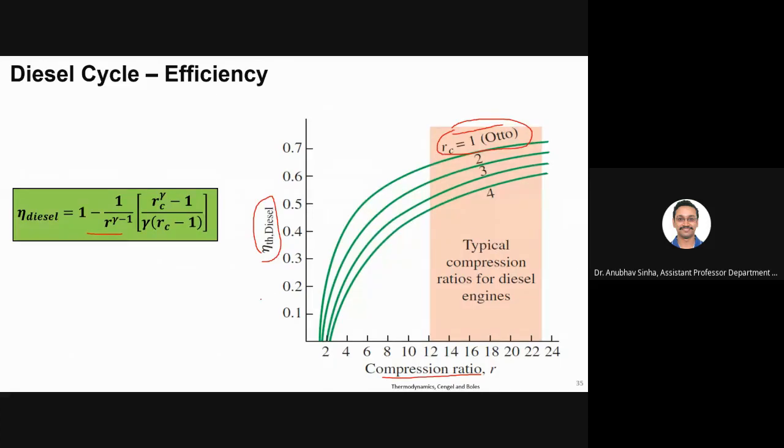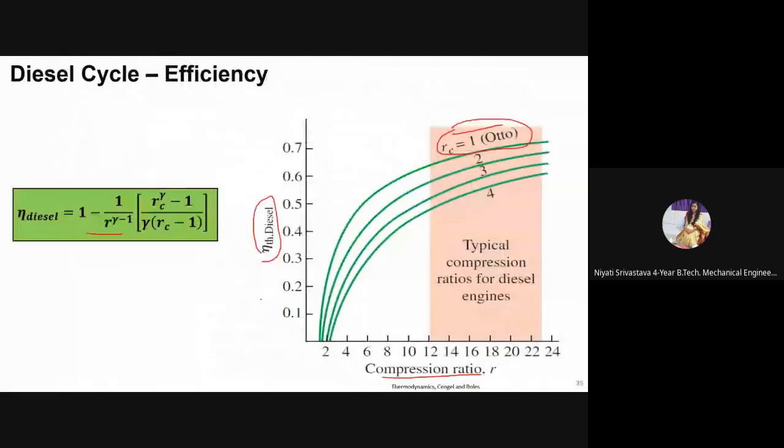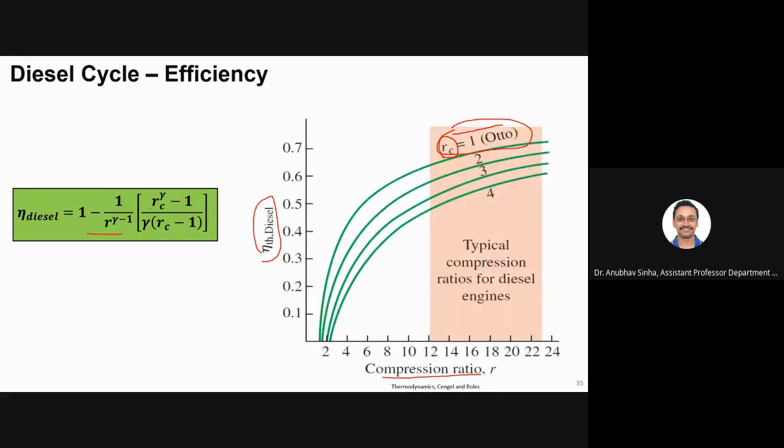Is this not clear to everyone? Okay, now RC becomes 1. RC will get cancelled up and down that way. Yes. Okay, in this equation also, if you cancel this, RC becomes 1, this will be 0, this will be 0. So what is left is basically the equation for Otto cycle.